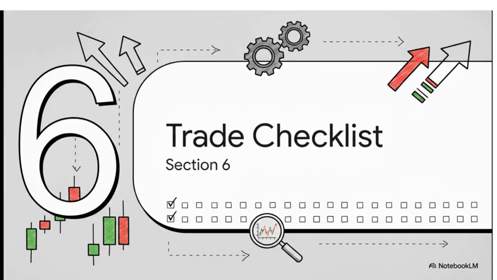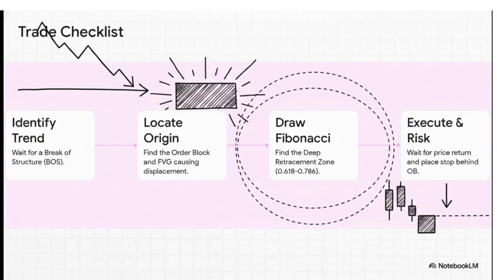Finally, Section 6, the High Probability Trade Checklist. All right, we've covered a ton of advanced institutional concepts today. So, let's synthesize all of this data into a ruthless, step-by-step playbook to filter out all that market noise. Step 1. Define your higher time frame trend and wait for a clear break of structure to confirm the direction. Step 2. Look back at the origin of that move and locate the order block and the fair value gap that caused the aggressive displacement.